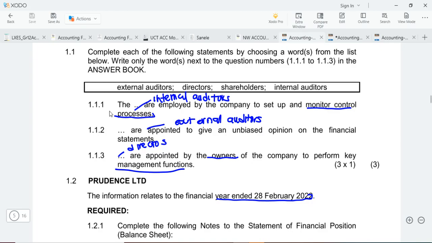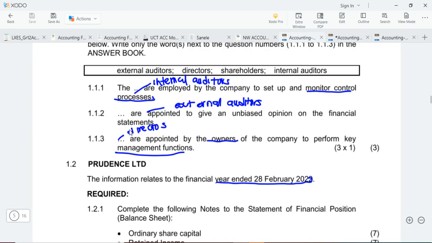Okay, here they're saying that they are employed by the company to set up and monitor processes. The answer will be internal auditors, because remember, as a company we hire internal auditors to make sure that they are helping us to follow GAAP principles, things like that. Or they are going to help us to make sure that we're running our business in terms of accounting according to IFRS and also GAAP principles.